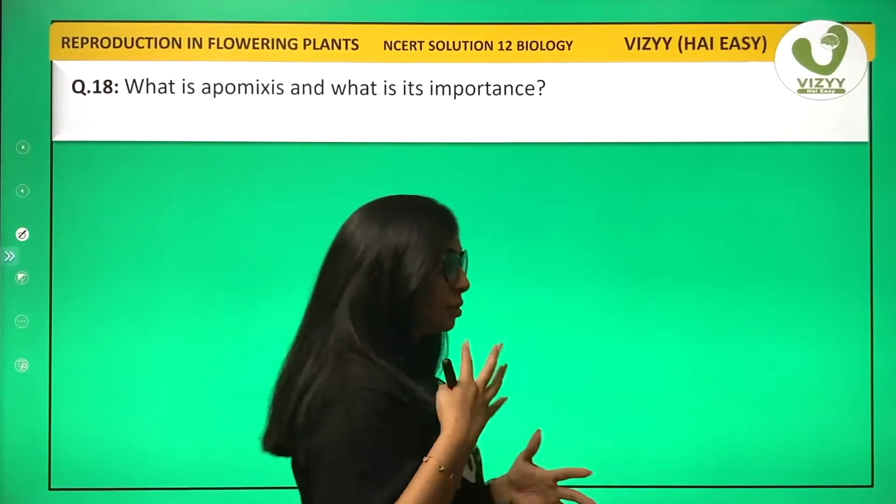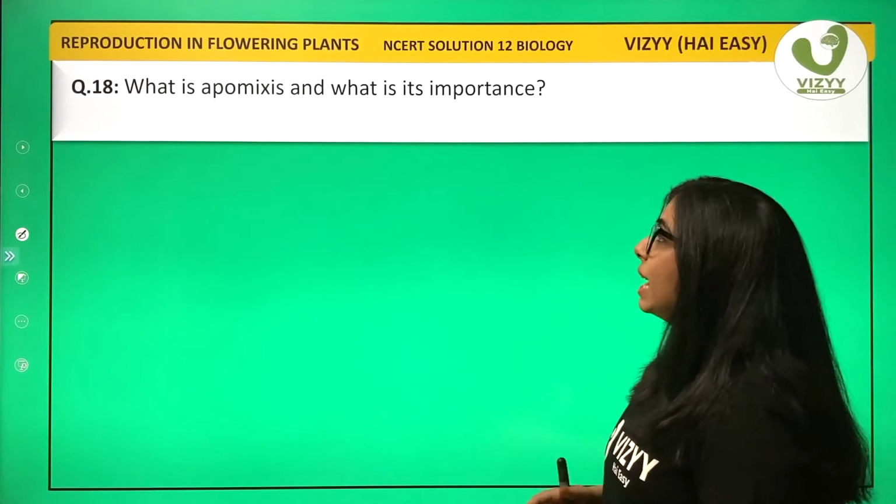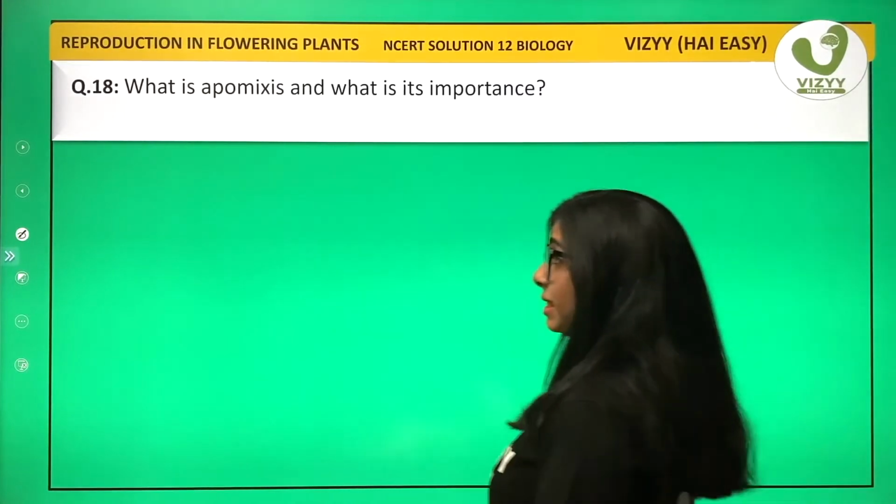By this, we come to an end of our session. This is our last question. It is, what is apomixis and what is its importance?